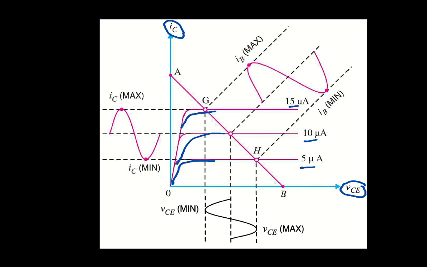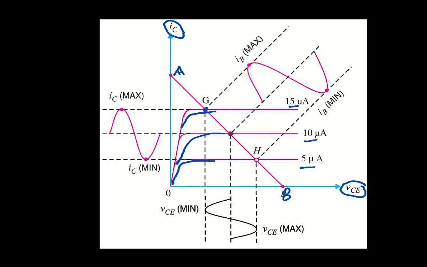And this line AB represents the load line, the DC load line. Load line means it also gives the values of collector current and collector emitter voltage. Now let's say when base current increases from 10 microampere to 15 microampere, that is from the point H, the values of output current and output voltage change to the point G on the output characteristics.